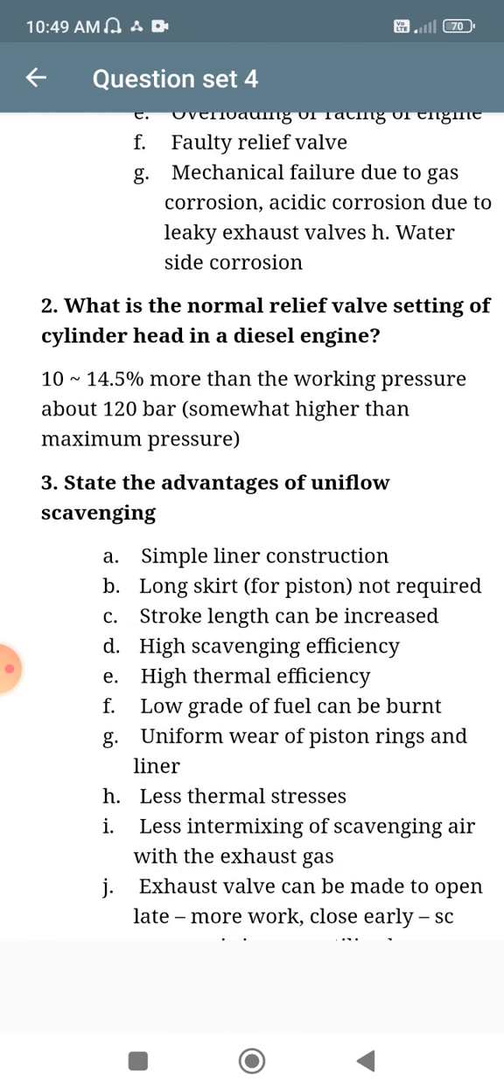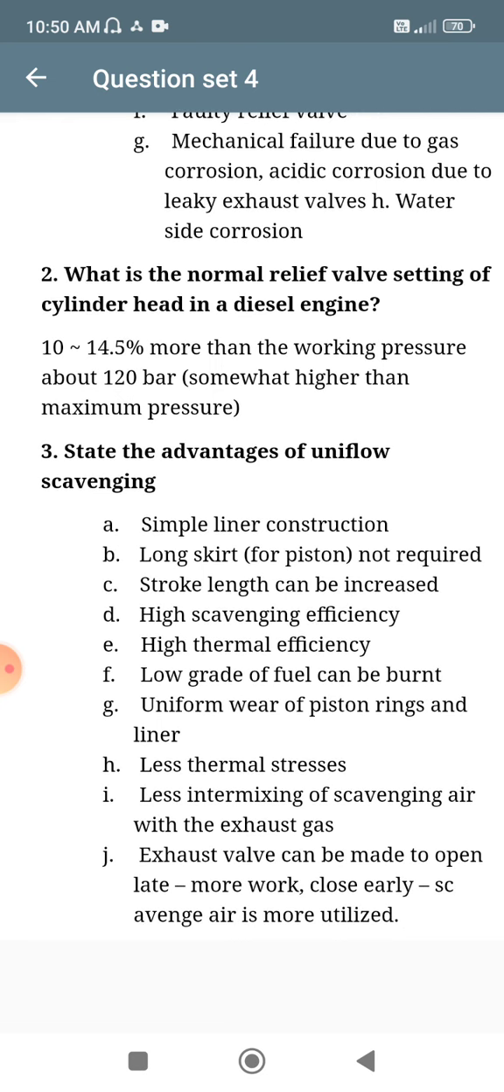So what is the normal relief valve setting of cylinder head in a DC engine? Normal relief valve setting of cylinder head in DC engine is 10 to 14.5% more than the working pressure, about 120 bar, or somewhat higher than maximum pressure.